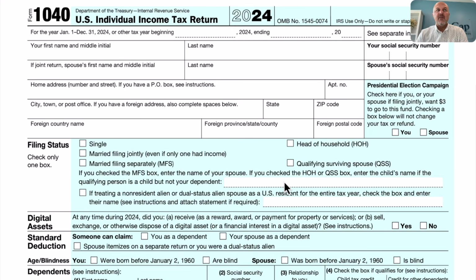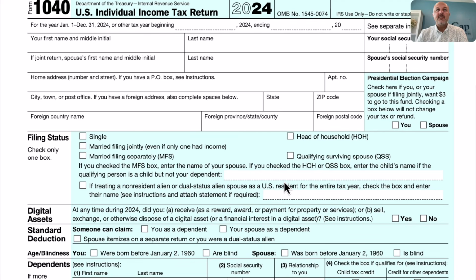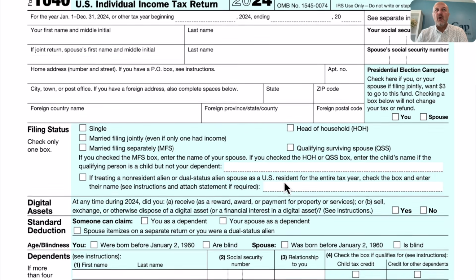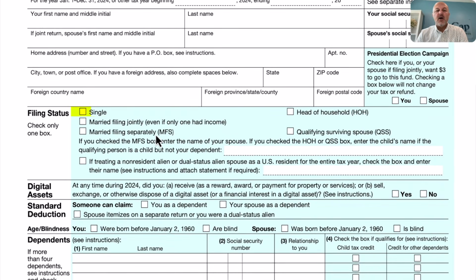So next we're going to go over the filing status, and the filing status seems pretty straightforward, but it also confuses a lot of people. Now let's go through each status and who qualifies. The first one is the single status, and you would check this box if you're unmarried, never married, or legally separated or divorced on the last day of the tax year. So if you are legally divorced on December 30th or December 31st, you are technically single and you would check this box.